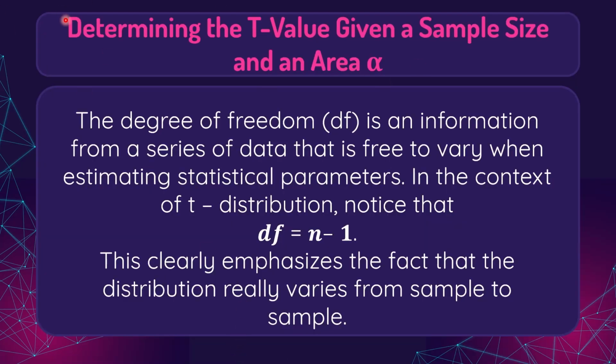So in this case, let us now determine the t-value given a sample size and an area. So the degree of freedom is information from a series of data that is free to vary when estimating statistical parameters. So in this context of the t-distribution, notice that df is equal to n minus 1, where n is the sample size.